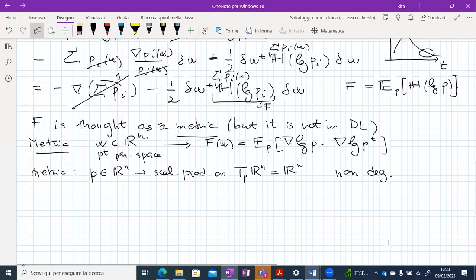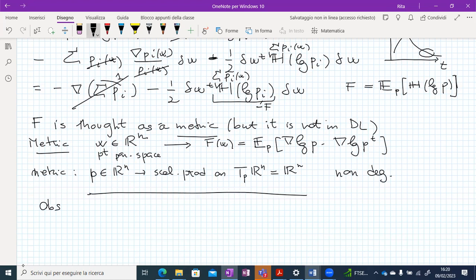Okay. So let me make an observation, which is a very simple observation. You're looking at the kernel of this metric at a point. This kernel coincides with the orthogonal of the span of the gradients of the P_i.